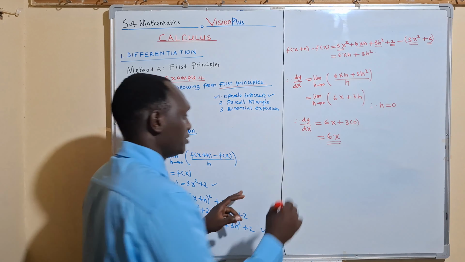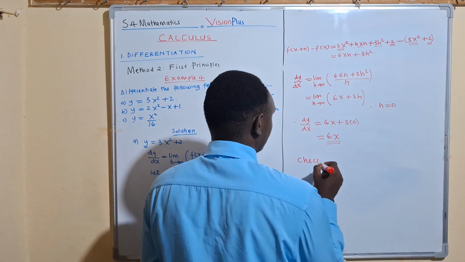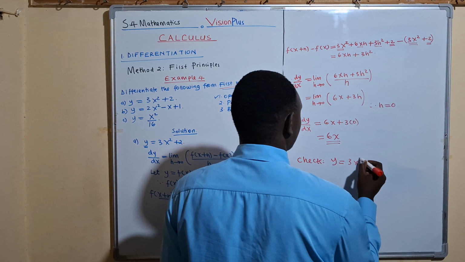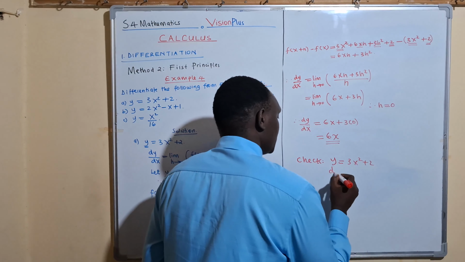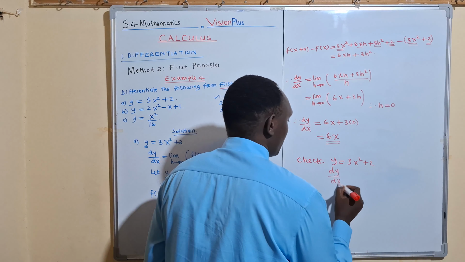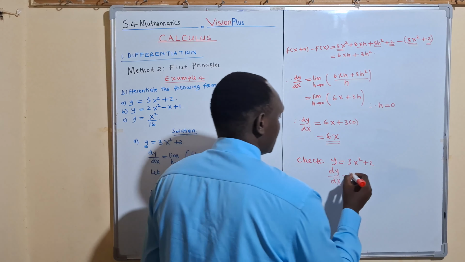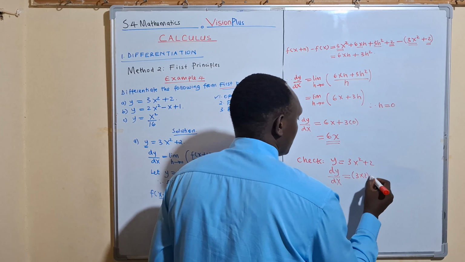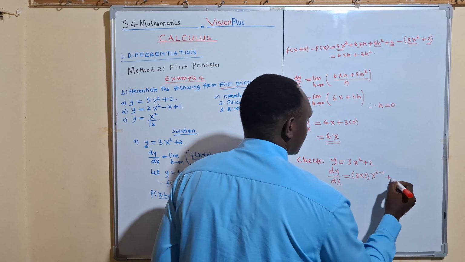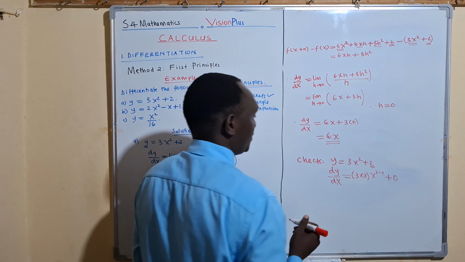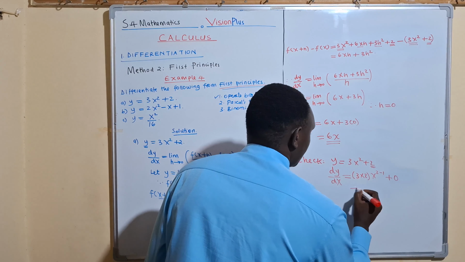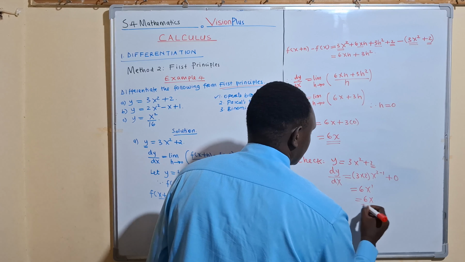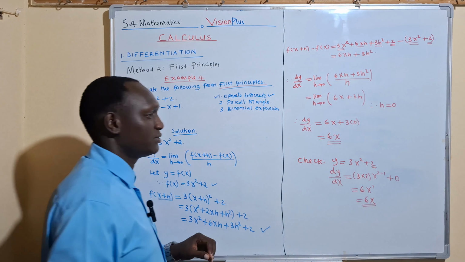Now, if you want to be sure that you are correct, do a check. Quickly check. You have the function y as 3x squared plus 2. What is dy/dx? When you use the knowledge of powers and coefficients, it's simply 3 times 2 x to the power 2 minus 1, plus 0. 2 is a constant. If you differentiate a constant, you get 0. This gives us 6x to the power 1, that is the same as 6x. So this is the solution to part A.